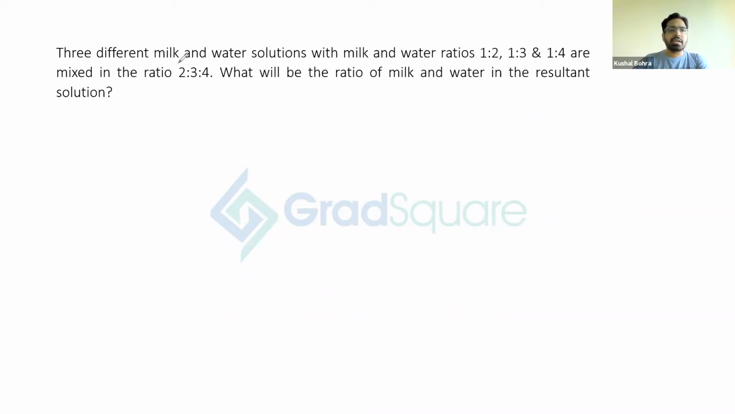Right. Three different milk and water solutions, with milk and water ratios of 1:2, 1:3, and 1:4, are mixed in the ratio of 2:3:4. Suppose you have the variety of milk A, variety of milk B, and variety of milk C. You have taken two parts of variety A, three parts of variety B, and four parts of variety C.